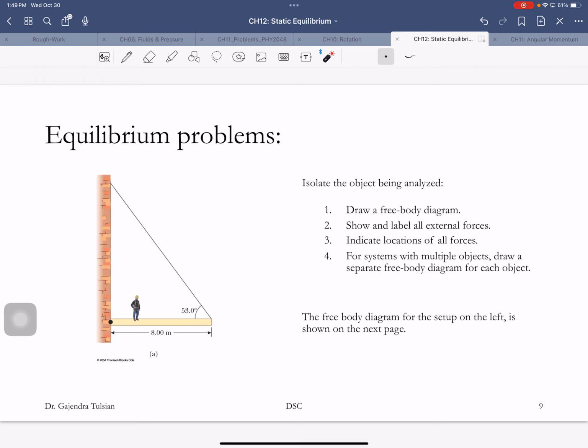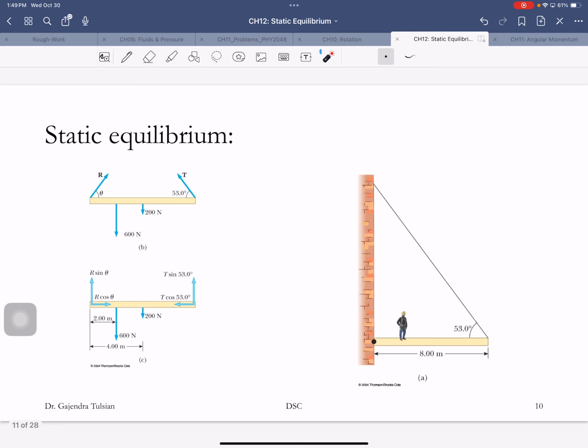Well, the normal force is exerted by the scaffold on him. So we are interested only in the forces acting on the scaffold. What is happening is this scaffold is being pushed against the wall, and the wall reacts against it. So here are the forces acting on the scaffold. What we are interested in is that the scaffold not move.